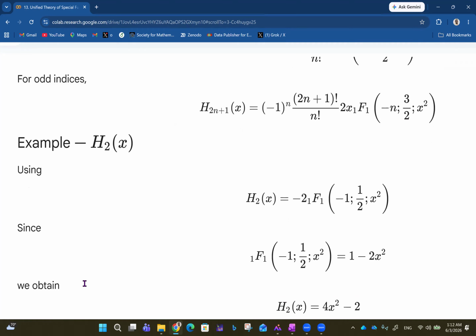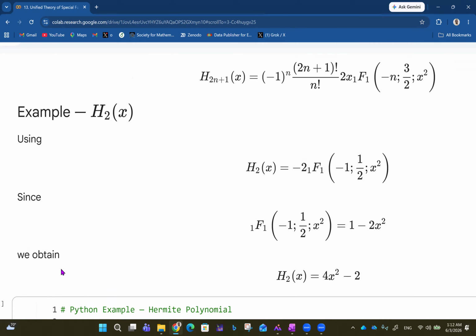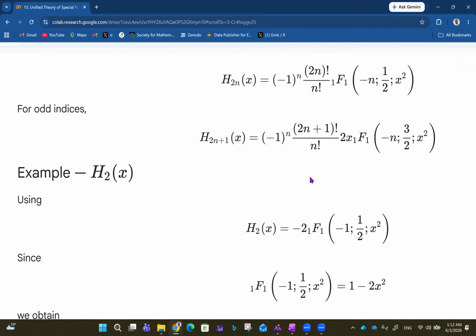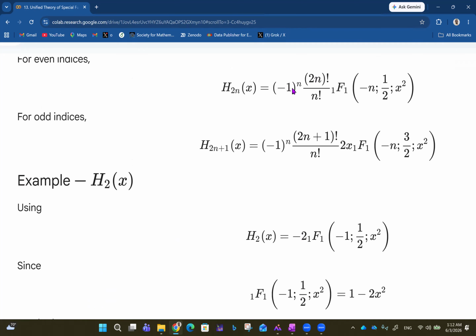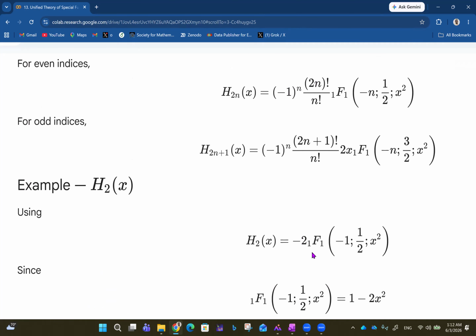So a very good example is the Hermite polynomial H2 of x, which is even now. So you have minus 1 raised to the power 2, and that'll make this part positive. So you have minus 2 times 1F1 of (minus 1 semicolon half semicolon x squared).